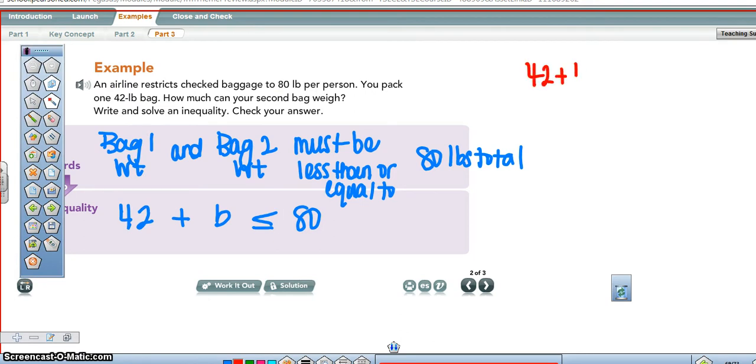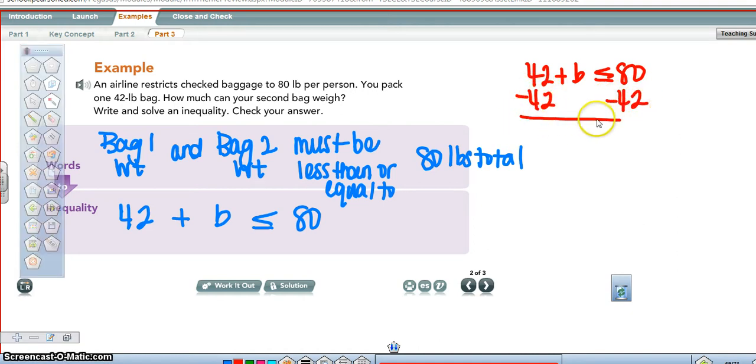42 plus B less than or equal to 80. So I can subtract 42 from both sides. And I can see that the weight of my second bag must be less than or equal to 38 pounds. Okay, so I can graph that.